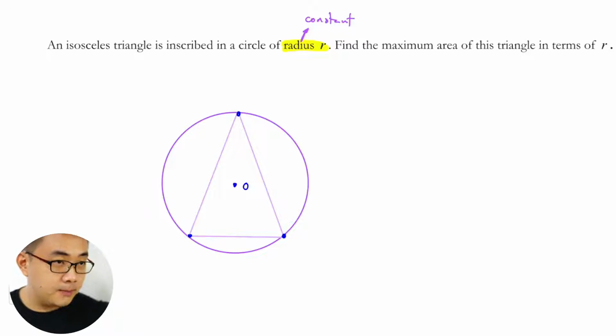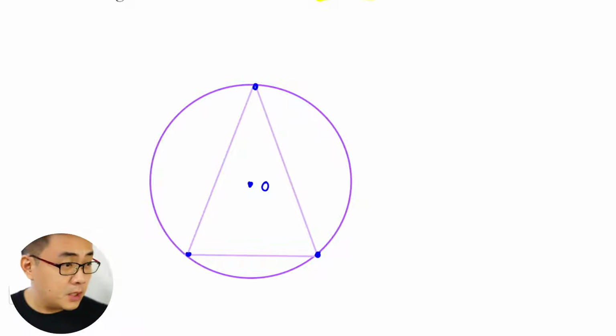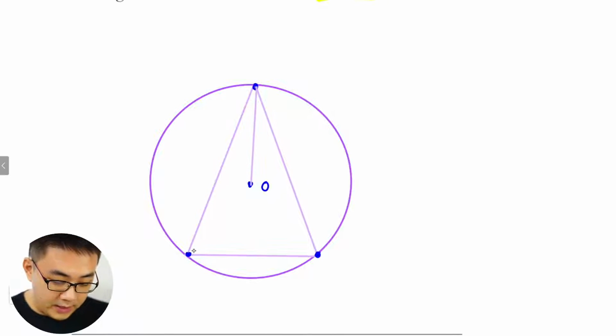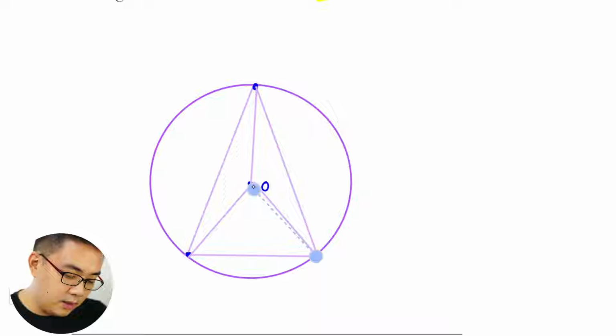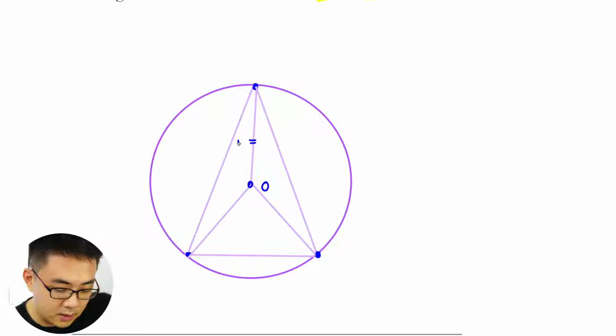So what to do next? I said it before, I always regurgitate the same thing. As far as circles are concerned, it's always very good if you can draw out the radius. And even better if you could draw out the radius which touches the circumference, which touches the surface, right? So here we have r, which is a constant. R is a constant.